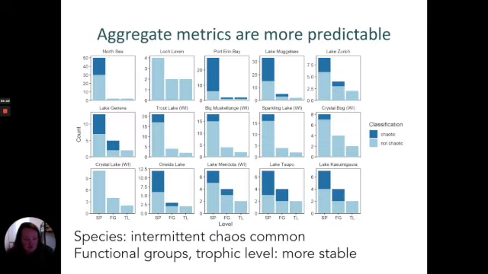And that's true for all of the lakes, and also, I believe, there are some ocean areas that we used data from as well. And we see that there are chaotic dynamics found in most of the species, but almost none by the time you aggregate at the trophic level.